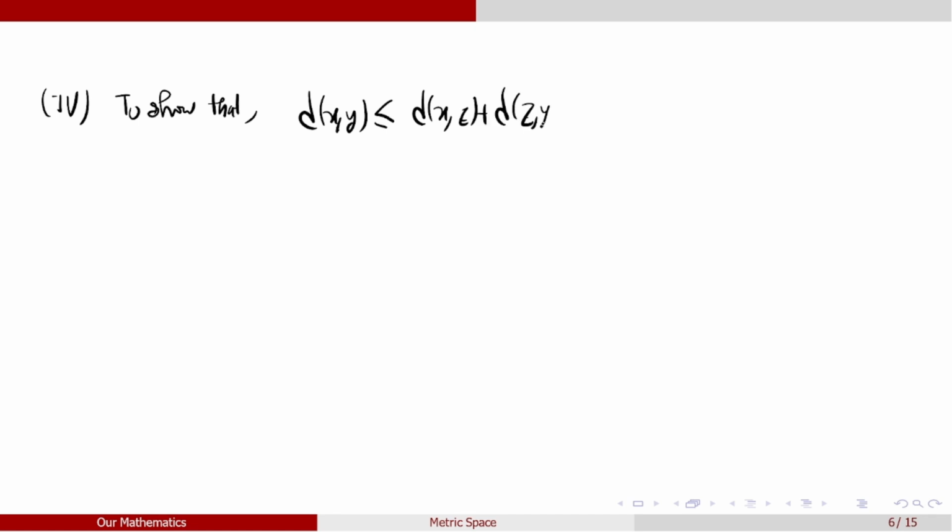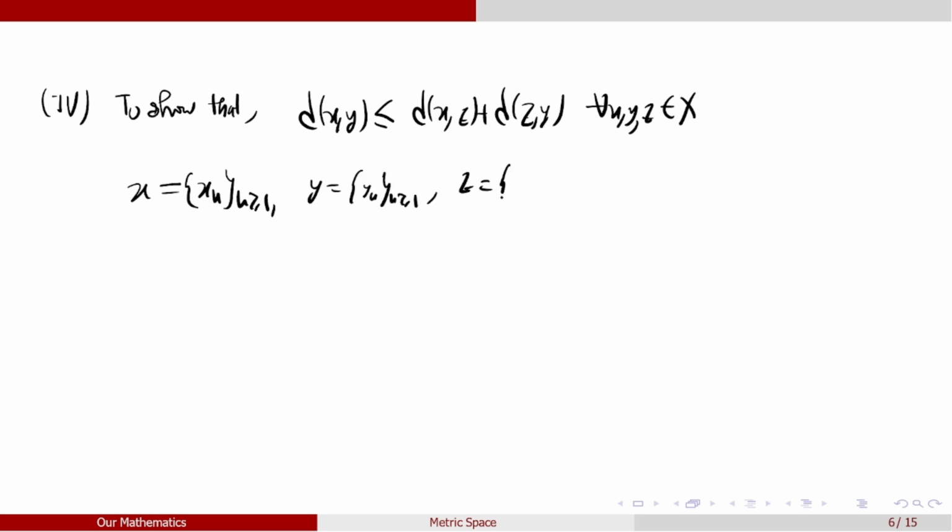Alright, now let's move to the fourth property, that is in general called the triangle inequality for a metric, to show that d of x comma y is less than or equal to d of x comma z plus d of z comma y for all x, y, z in capital X. Now x is equal to xk, k greater than or equal to 1, y is equal to yk, k greater than or equal to 1, z is equal to zk, k greater than or equal to 1. All of them are sequences of real numbers.